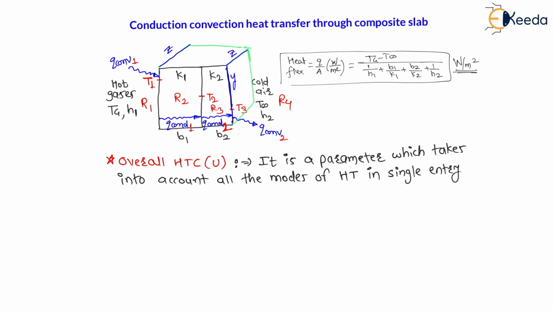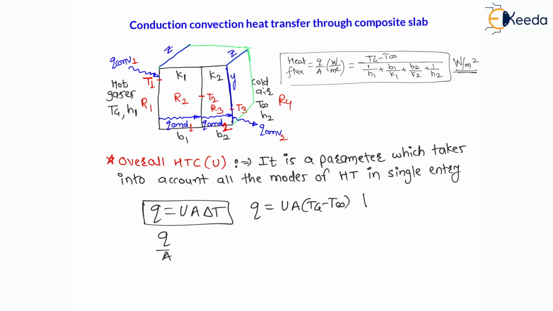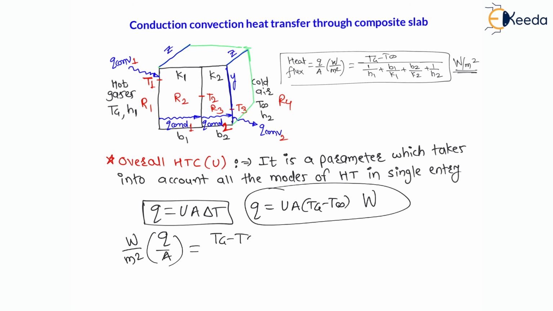And by using the overall heat transfer coefficient, the formula of heat transfer, that is Q, heat transfer in watt, is given as UA delta T, where this delta T is the total temperature difference. Therefore, Q will become UA times Tg minus T infinity. Right. So, my dear students, again we can write the heat flux. Here we can write Q divided by area, which is heat flux. This answer will be in watt per meter square. Heat flux Q divided by area will be equal to Tg minus T infinity divided by 1 upon U. This is how we can write.